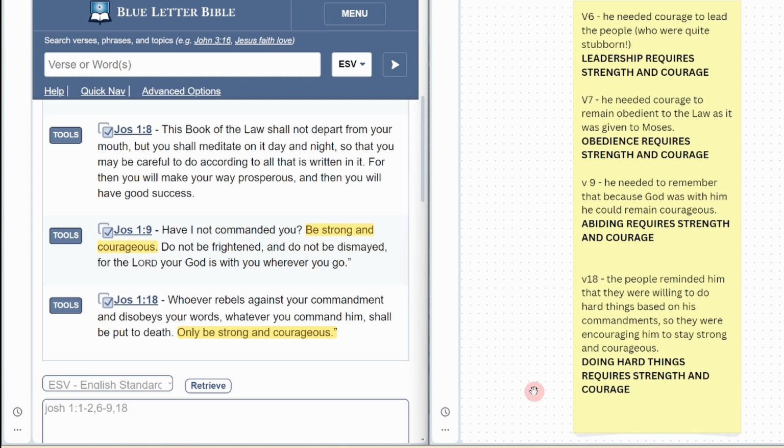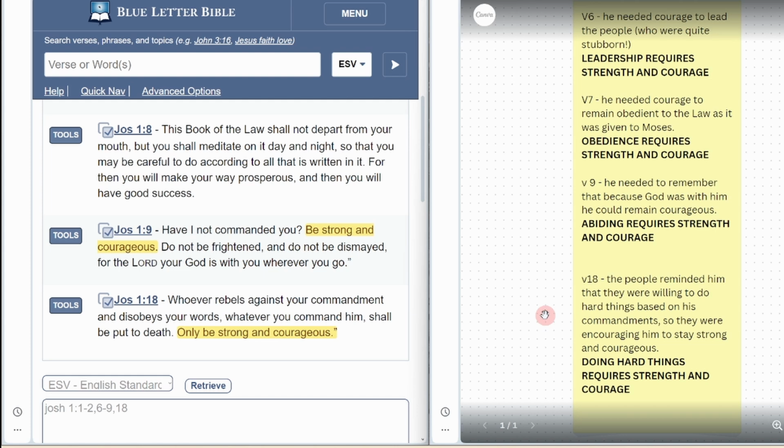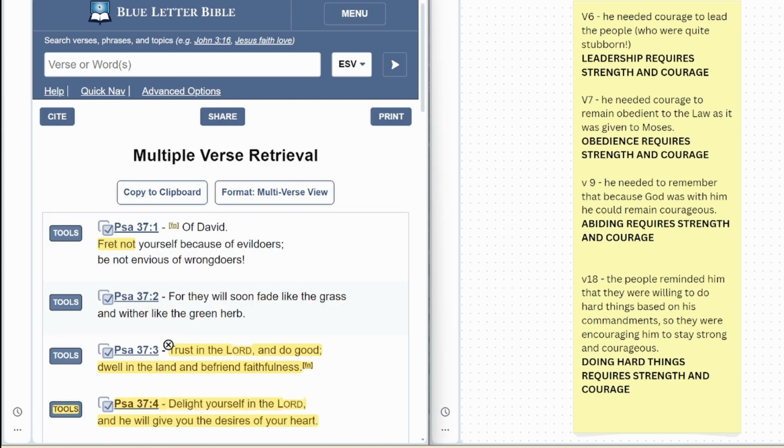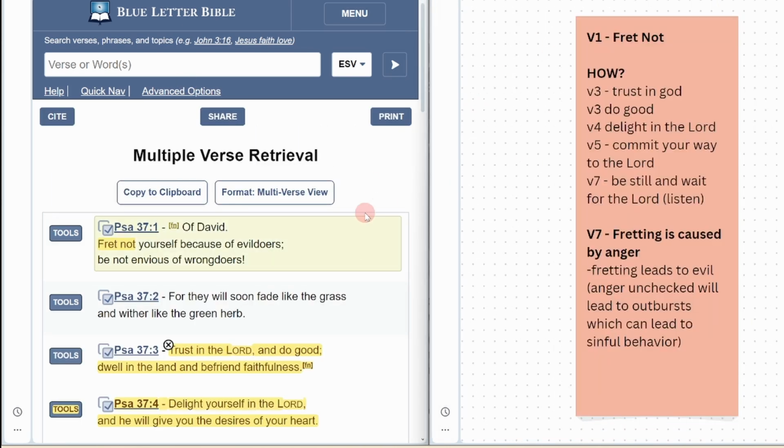Abiding requires strength and courage. And doing hard things requires strength. Okay, so that's the first example. Really simple. How I just literally pulled that out in just a few minutes, and we can learn so much about what requires strength and courage. There's a lot more than that, but in this passage, this is what he needed, and we can apply the same things to ourselves. Okay, so now let's go to Psalm 37, and this is about fretting.